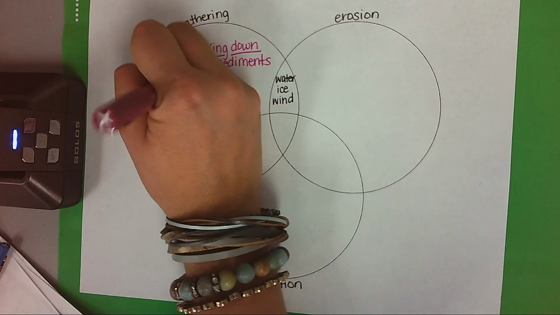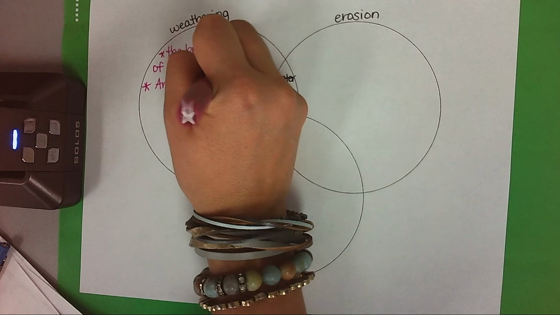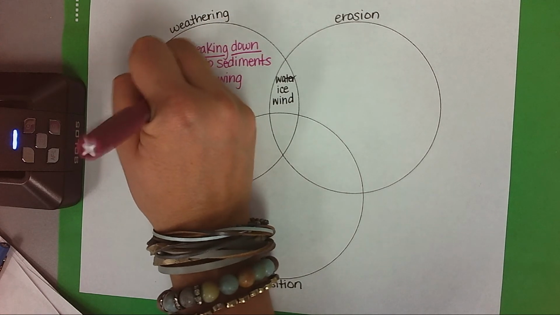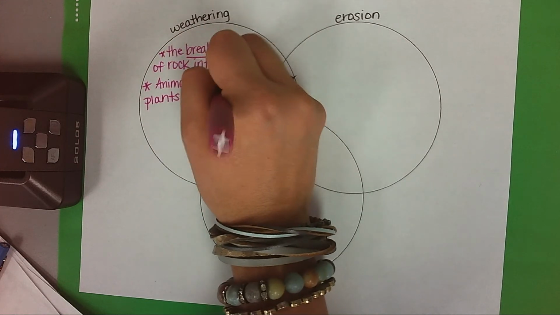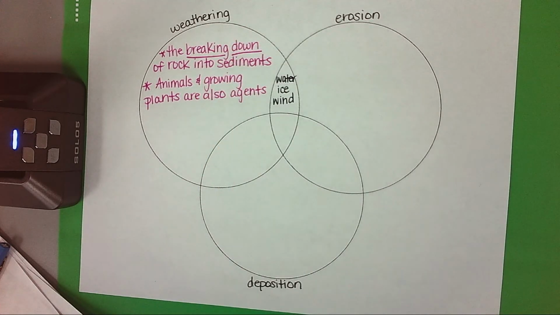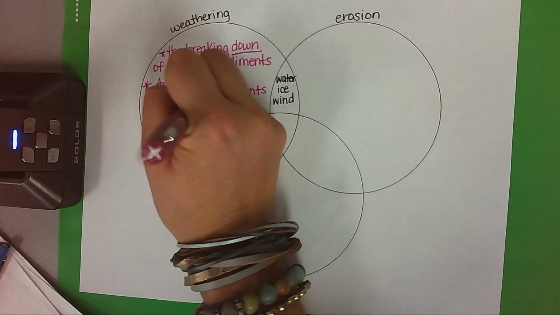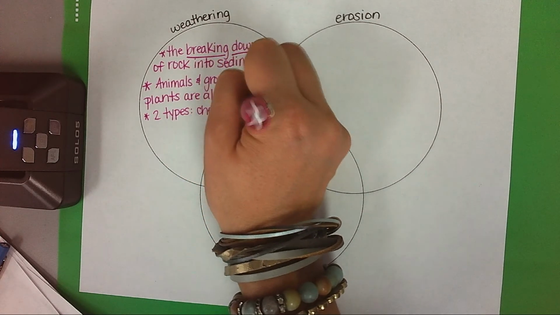Now, animals and growing plants are also agents of weathering. Remember, an agent is something that helps cause something to happen. It's kind of like the instigator. It's going to cause that change to happen. There are 2 types of weathering: chemical and physical.